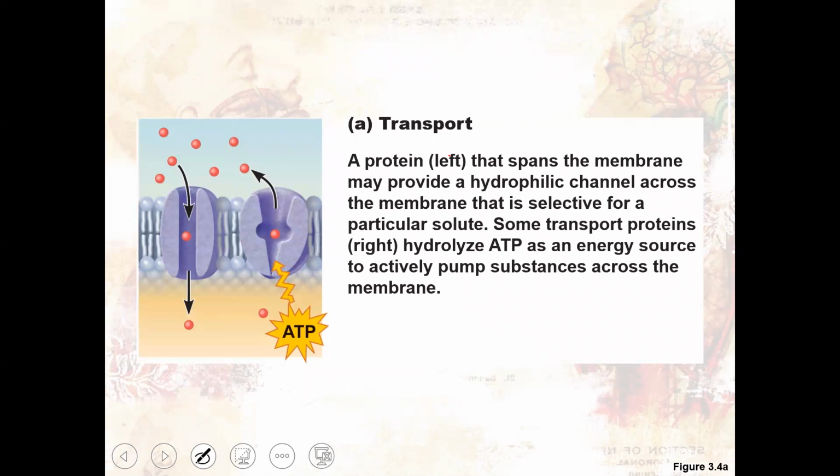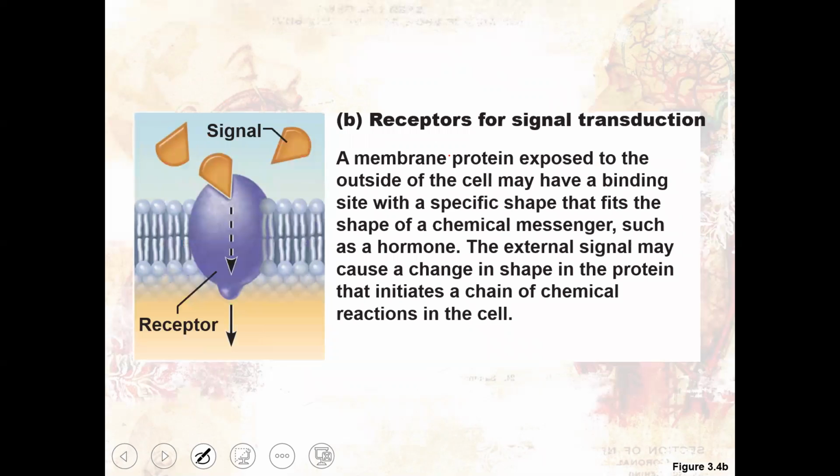Here's a transport protein, which is going to let stuff in the cell or let stuff out of the cell. Some of these will be just channels, and some of them may use energy to actively pump something in or out of the cell. Here's a signal receptor. We may have a hormone, or for this semester, we'll have a neurotransmitter when a signal binds to its receptor.